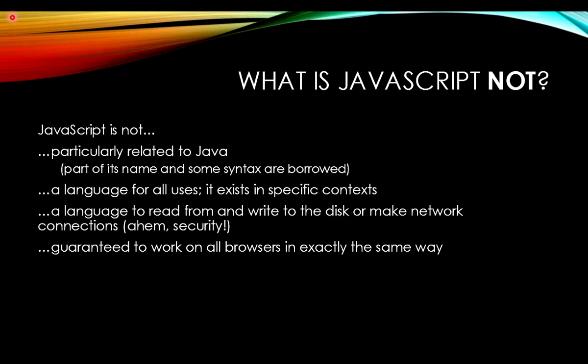Now, what is it not? What are things that we should know about JavaScript that it doesn't do? Well, first of all, even though it has the name Java in it, it's not really particularly related to Java. They did borrow some syntax and some concepts from it, but it really isn't related. It doesn't come from the same code, the same sources. But JavaScript borrowed some ideas from Java, and it borrowed some ideas from some other places. So it's related only in its name and only in some of the borrowed syntax.